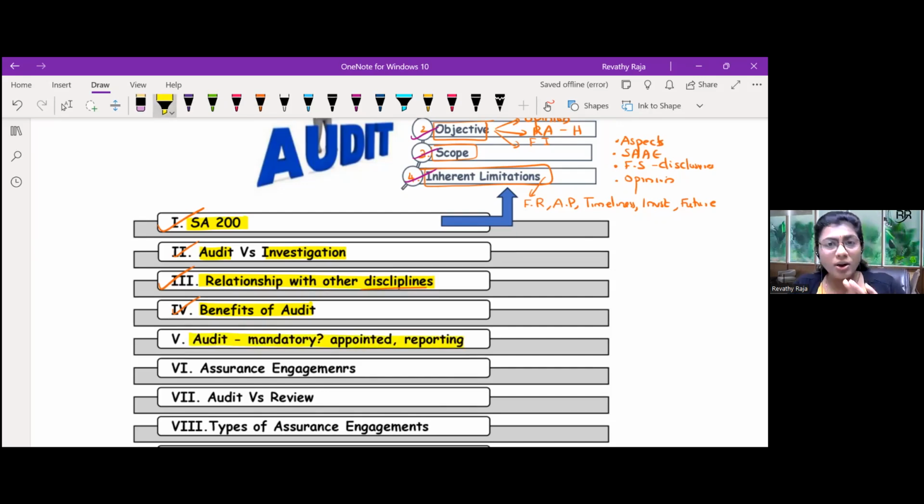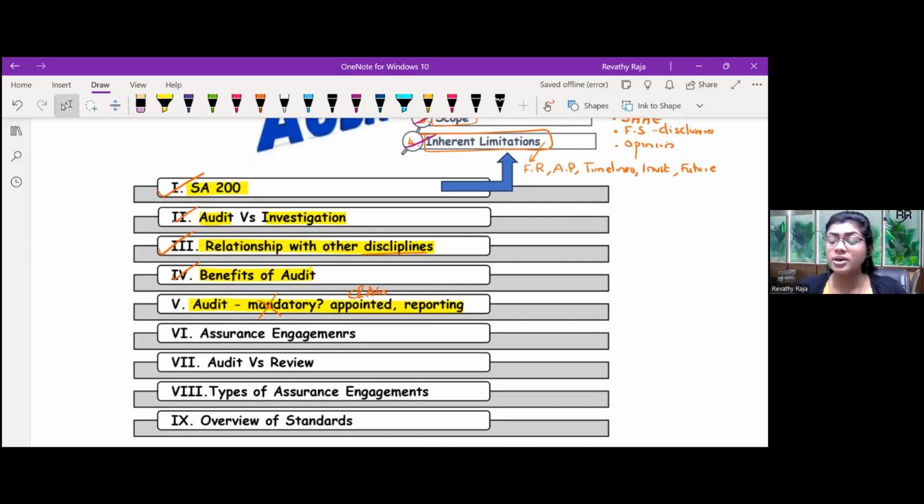Then, is audit mandatory? If so, who appoints and to whom do we report? Audit is not always mandatory; at times, audit is optional. Mandatory, for example, for a company, bank, insurance, etc. Voluntary in the case of sole proprietor, firm, HUF. Appointed generally by the owners, and reporting is given to the appointing authority. There are always exemptions. In the case of a government company, we are appointed by the C&AG. So generally appointed by owners and reporting to the appointing authority, with exemptions.